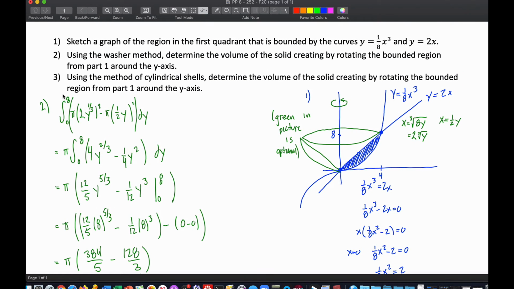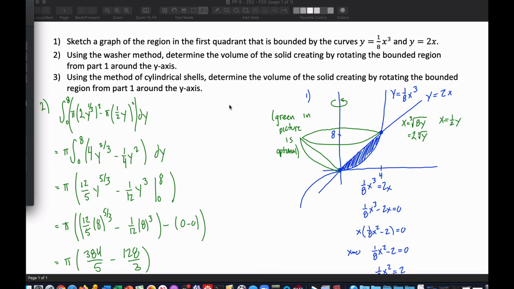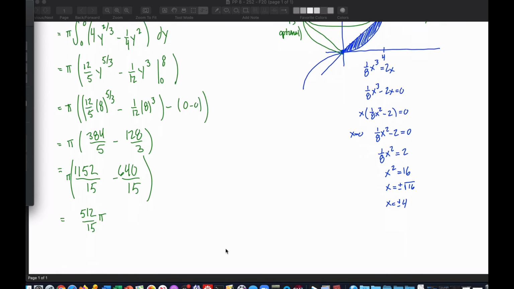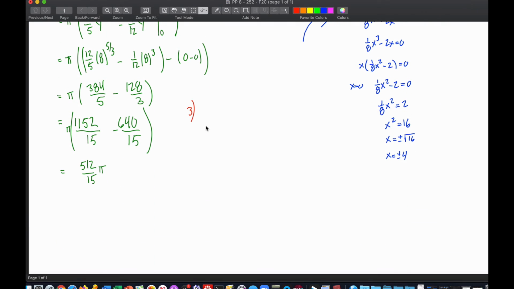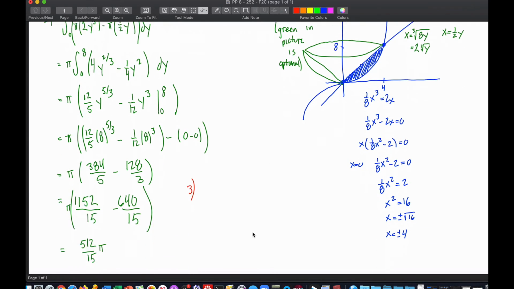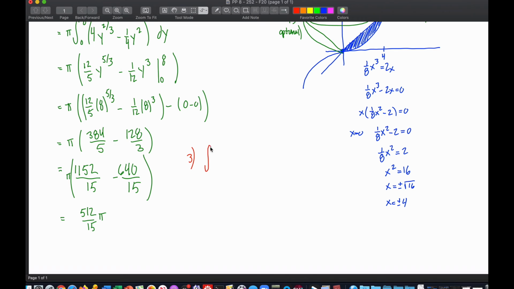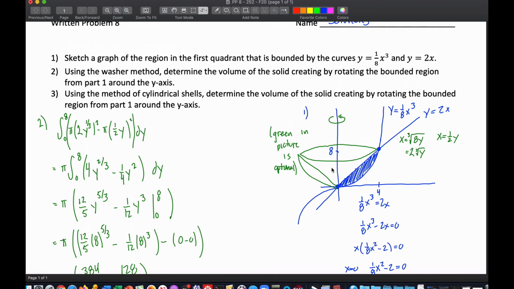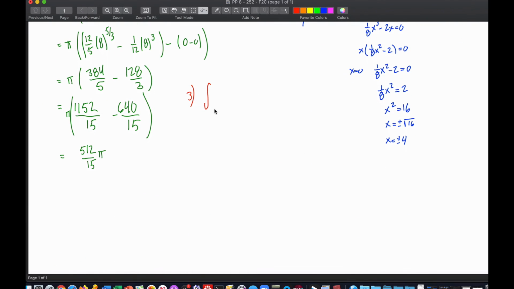The good news is we have a nice built-in check because we're going to figure out the volume of the exact same region, except instead of using washers, we're going to use cylindrical shells. What you need to know about cylindrical shells is that when we're rotating around the y-axis or any vertical line like we're doing here, our variable of integration is x, not y. So instead of going from 0 to 8, my bounds in the y direction, I'm going to go from 0 to 4, my bounds in the x direction.